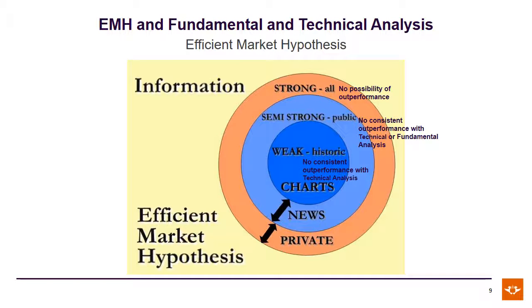As we come to the end of this lecture, I believe that this slide summarizes very effectively the tie-in between the three forms of the efficient market hypothesis and the effectiveness of technical and fundamental analysis in producing consistent outperformance in each of these markets. As you can see, there is no possibility of outperformance using either technique if we're looking at the strong form efficient. With the semi-strong form, no outperformance using technical or fundamental analysis, consistent outperformance that is. And with the weak form market, there is no consistent outperformance with technical analysis, but there is still some hope for fundamental analysis.